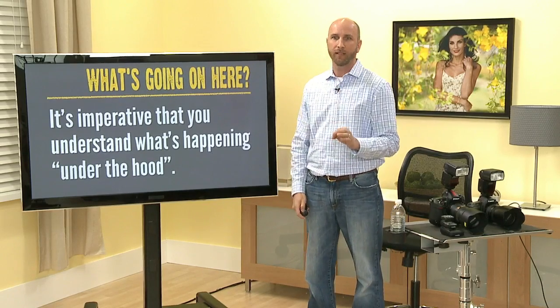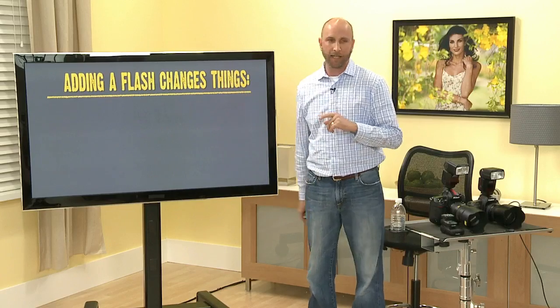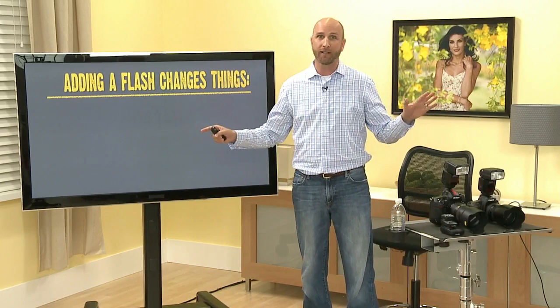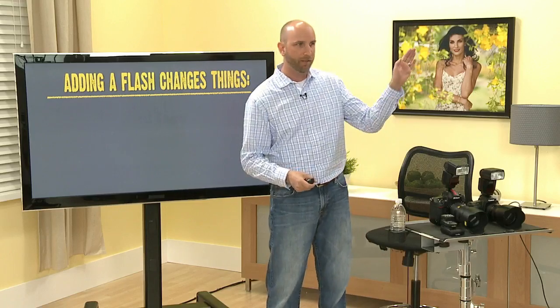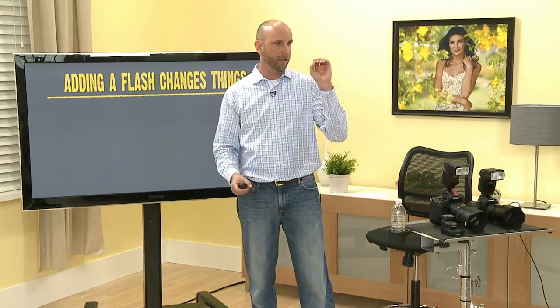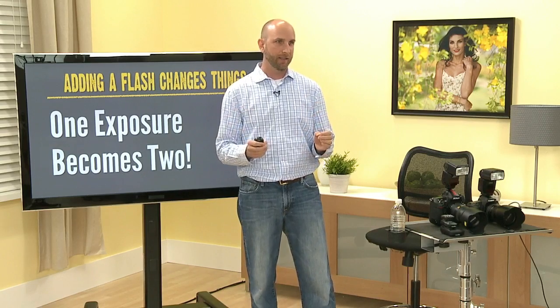So we need to start at one place, and that is this. When we add a flash, any kind of a flash, on-camera flash, off-camera flash, the pop-up flash, flash of any kind, anything that flashes, one exposure becomes two exposures. That is the key. There are two different exposures.